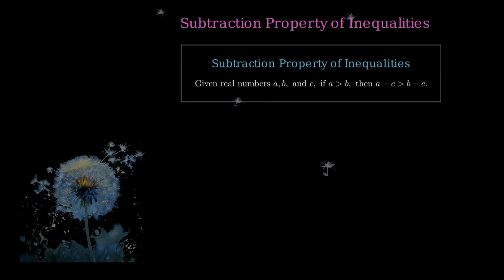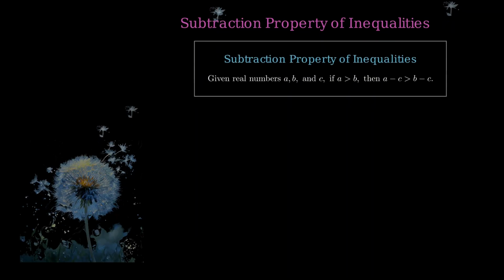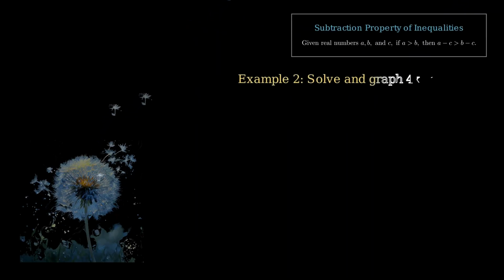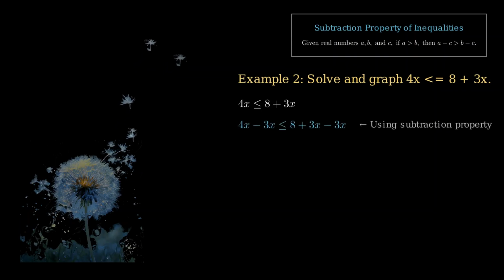The subtraction property of inequalities states that if we subtract the same number from both sides of an inequality, it gives an equivalent inequality. Given real numbers a, b, and c, if a is greater than b, then a minus c is greater than b minus c. Let's solve example 2.